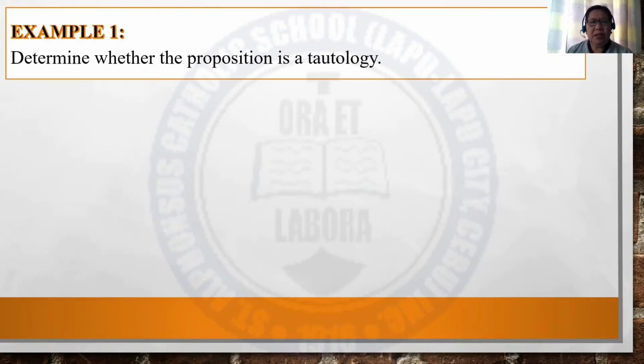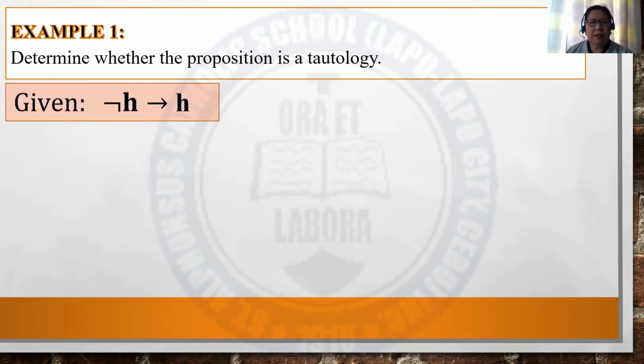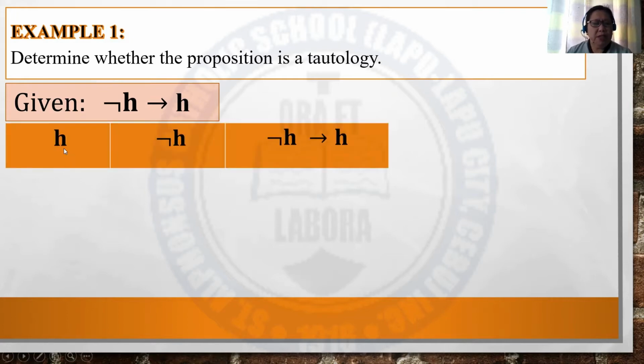You are going to determine whether the proposition is a tautology. Given the negation of H implies H. So let us construct now the truth table of this given proposition. First, we have H here, then the negation of H, and then we have now the negation of H implies H. So if H is true and negation H, or not H, is false, then the result is true.